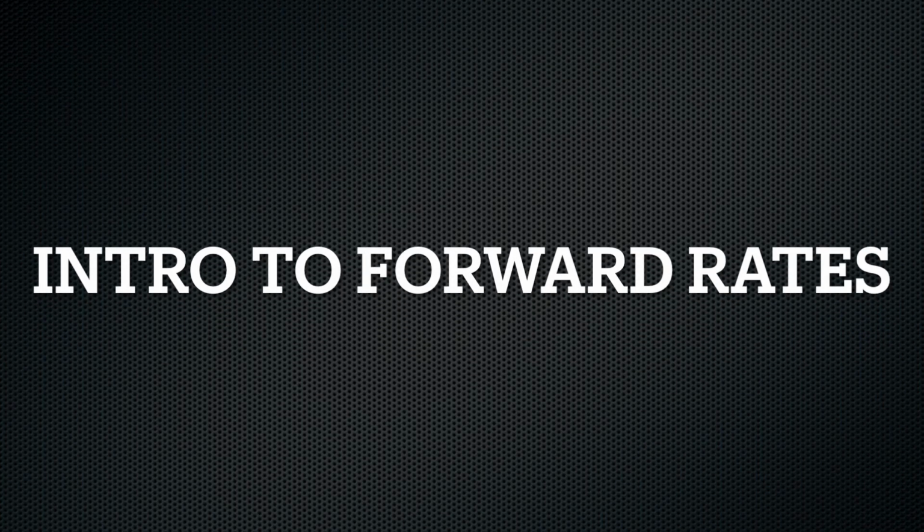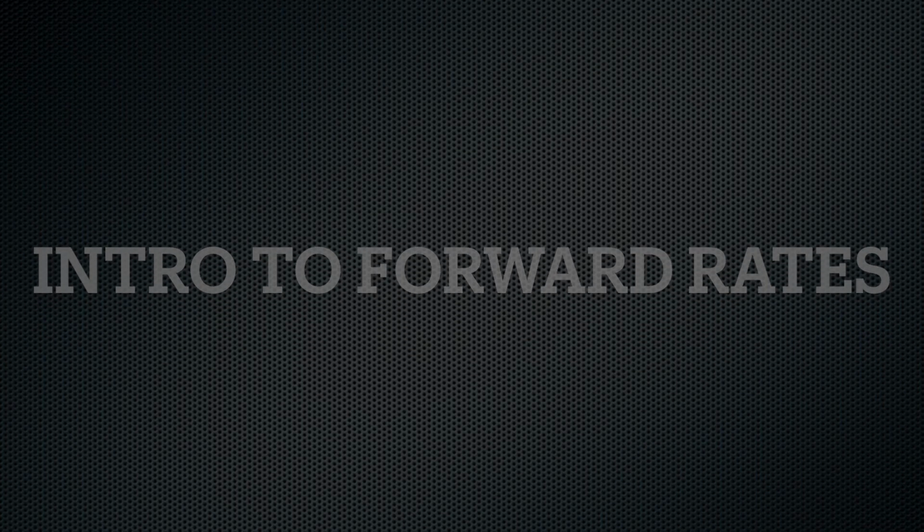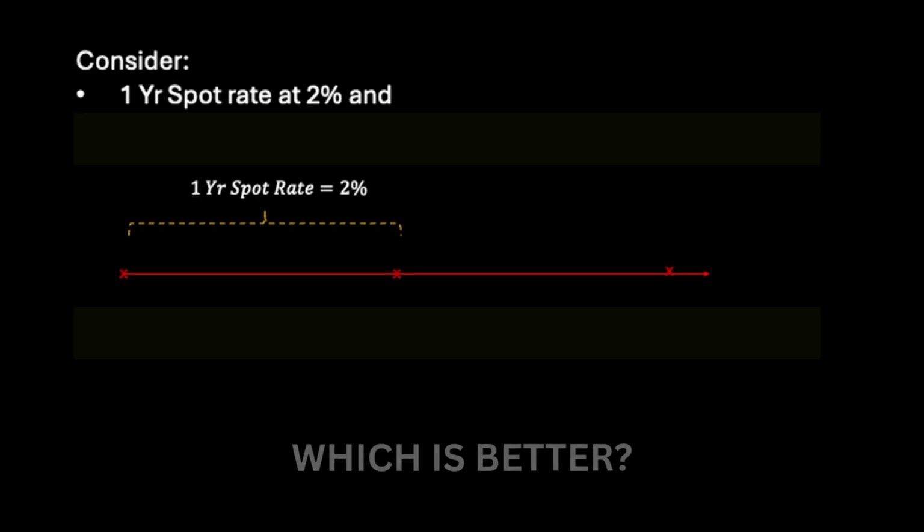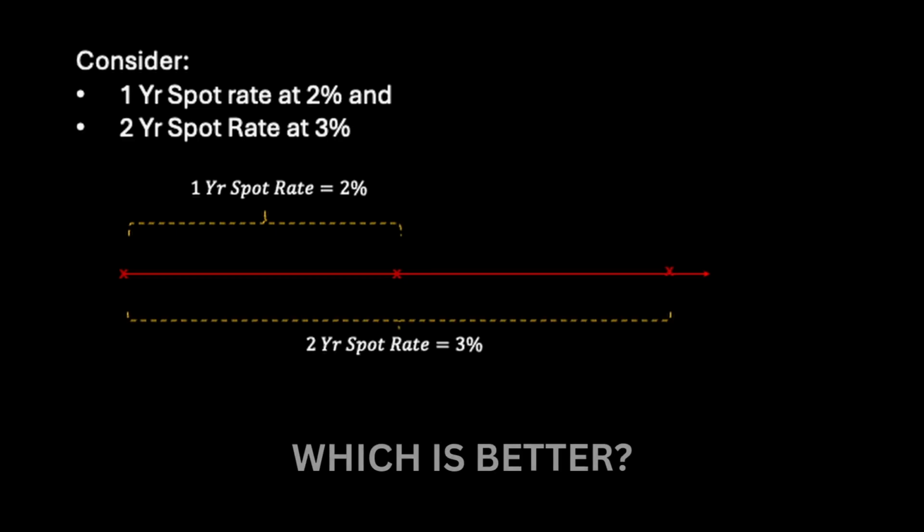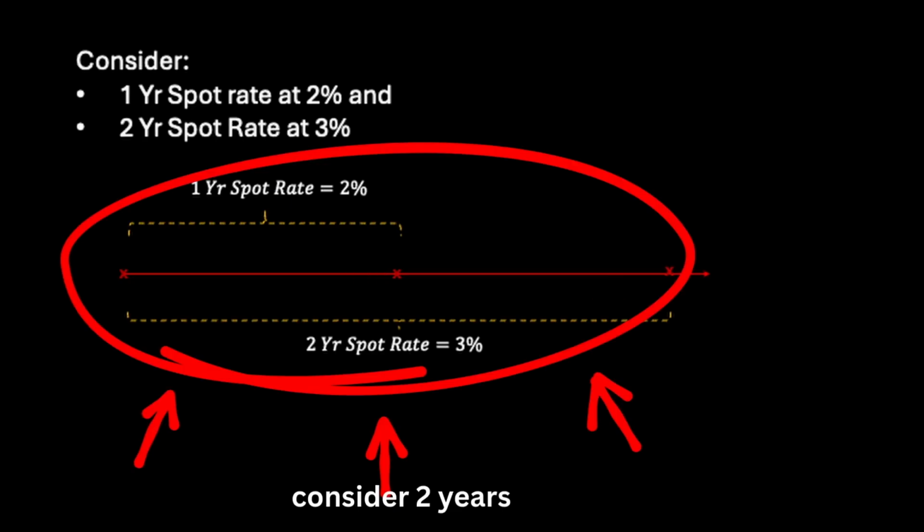What happens if you have the following two spot rates? A 1-year spot rate at 2% and a 2-year spot rate at 3%. Which is better? That's hard to answer because they don't have the same time horizon, so let's equalize the 2 years. Now, which one is better?